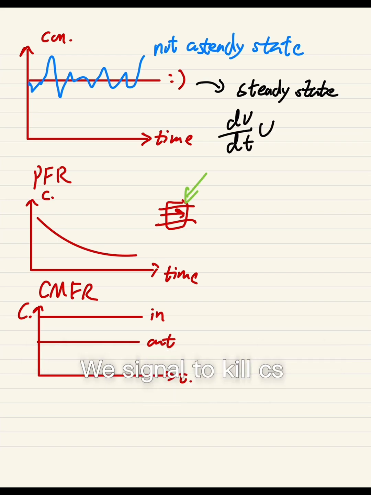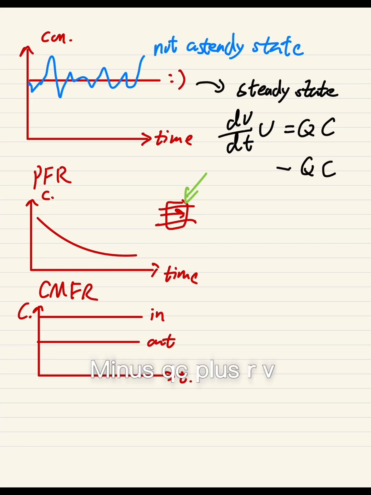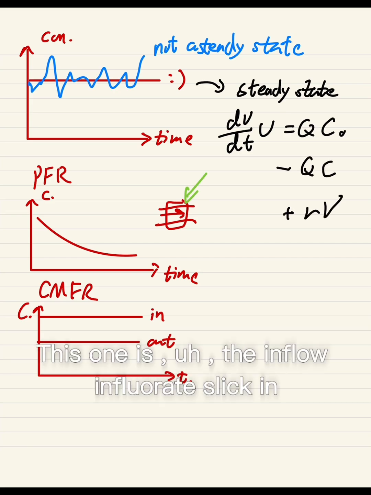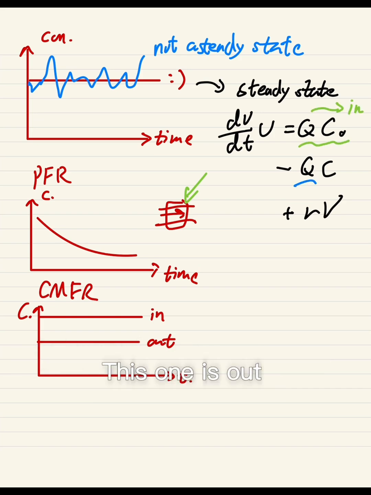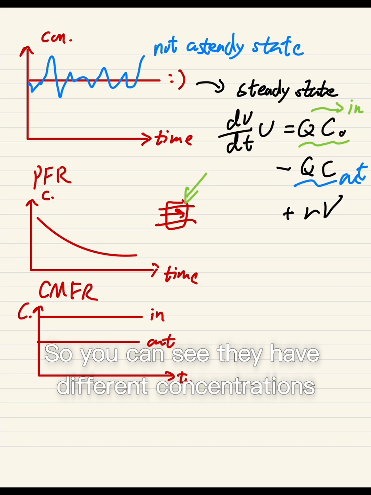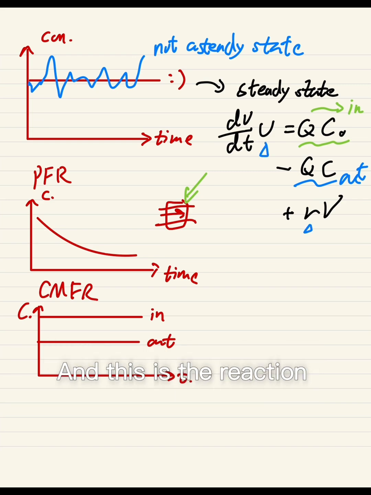dV over dt, V is equal to QC, where C is the concentration and Q is the flow rate, minus QC plus RV. This one is the inflow rate, it's like in. This one is out. So you can see they have different concentrations, and this is the volume. And this is the reaction volume.